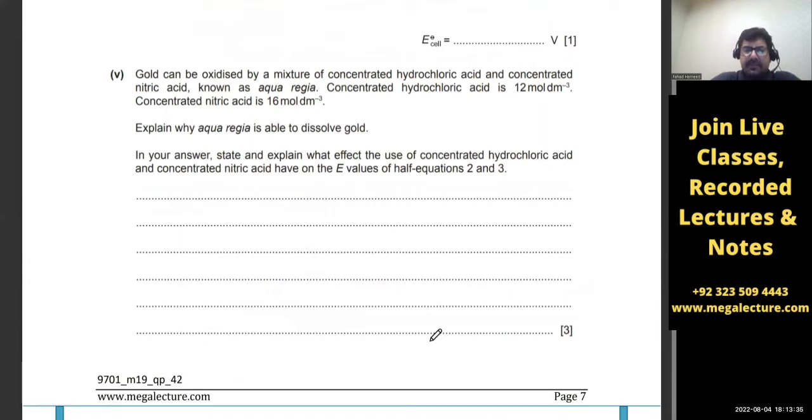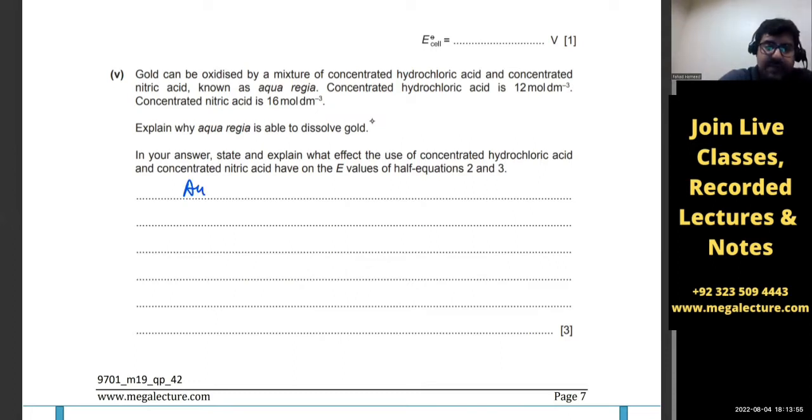Okay? He's saying gold can be oxidized by a mixture of concentrated hydrochloric acid and nitric acid known as aqua regia. Concentrated hydrochloric acid is 12 mole per dm cube, and concentrated nitric acid is 16 mole per dm cube. Explain why aqua regia is able to dissolve gold. So this is what he's saying.